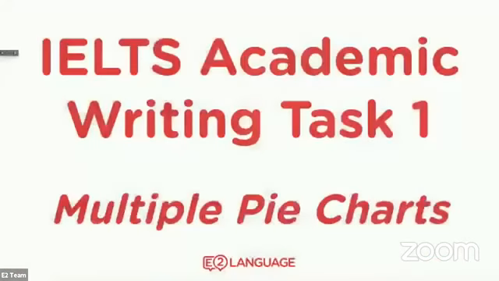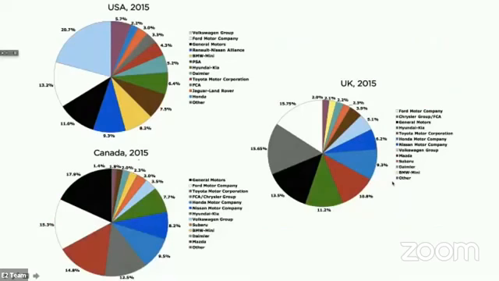What we're going to do in this live class is look at IELTS Academic Writing Task 1. We're going to look at multiple pie charts. So on test day, you turn over your paper and this is what you see. You see not one, not two, but 3 pie charts. How likely is it that you'll see 3 pie charts? Well, it's not unlikely, okay?